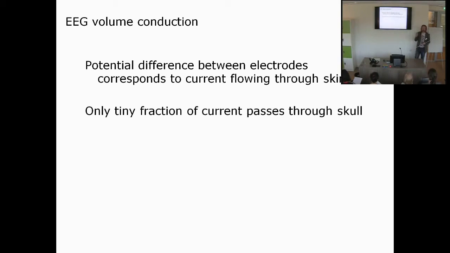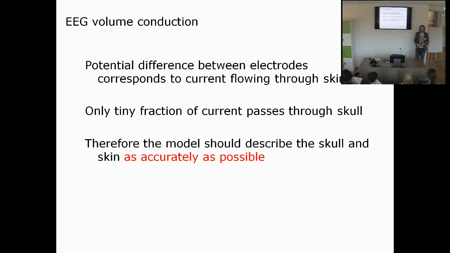But actually the skull is very poorly conductive. So only a very small fraction of the current will flow through the skull into the skin. And in order to model this current properly, we have to model the skull and the skin as accurately as we can. So the skull and the skin are really important for EEG volume conduction modeling.